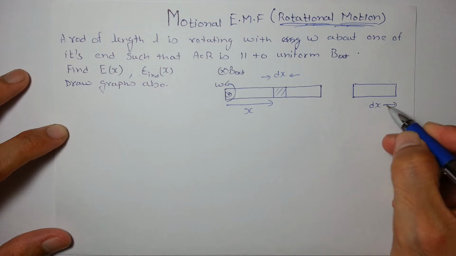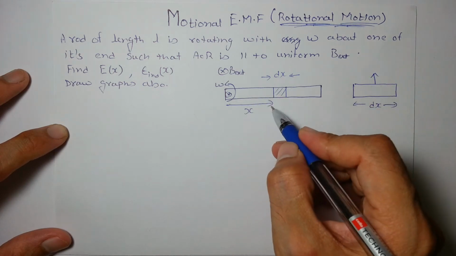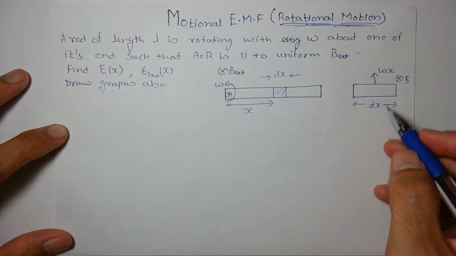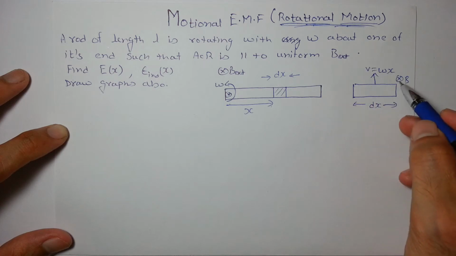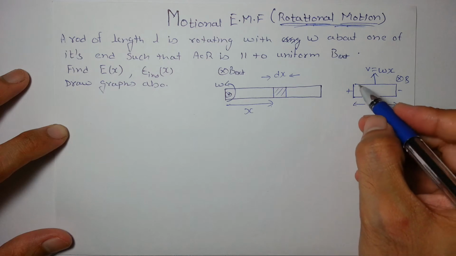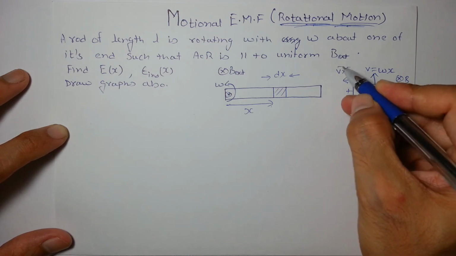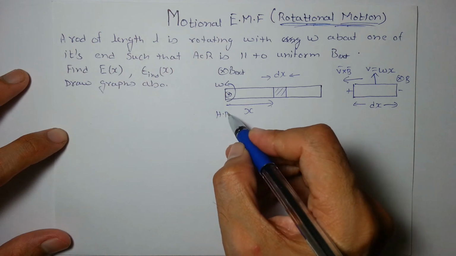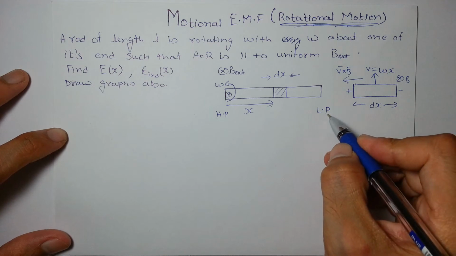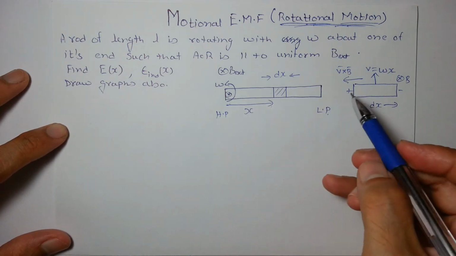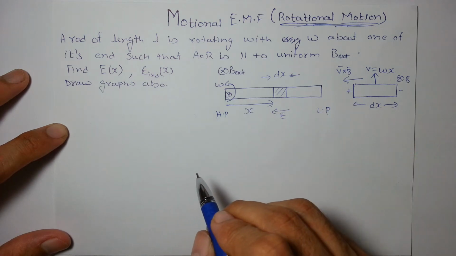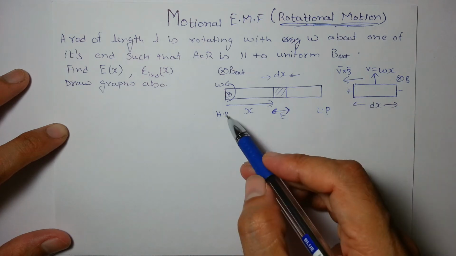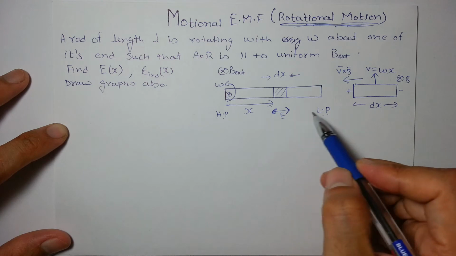So let's draw this dx by enlarging it. Let's say this is dx. It is moving with a velocity as it is at a distance x, so the velocity will be omega x, and the magnetic field is into the plane of paper. Using V cross B, we can say V cross B is coming towards the axis. If V cross B is towards the axis, then the axis is at the highest potential, and the farthest point from the axis will be at the lowest potential. Potential is gradually decreasing, so the electric field will be away from the axis. As the positive terminal is here and the negative is here, the electric field has to be in this direction.